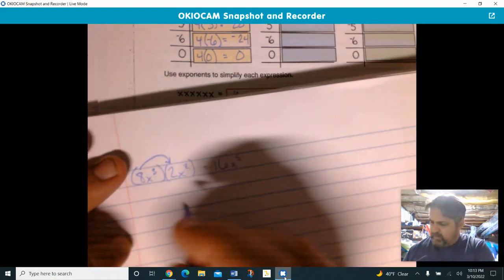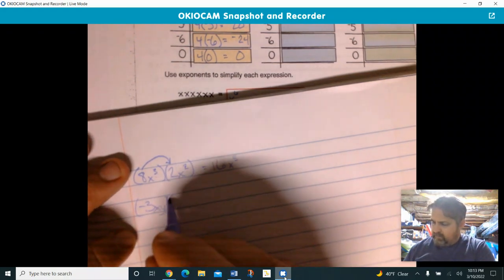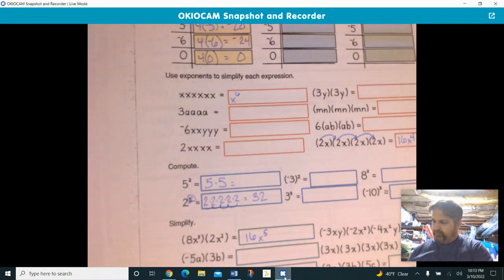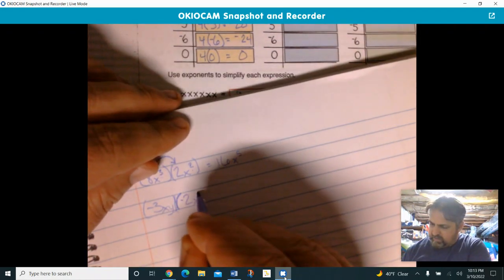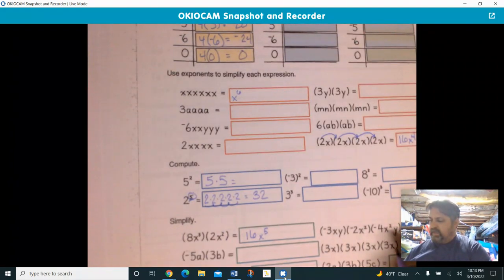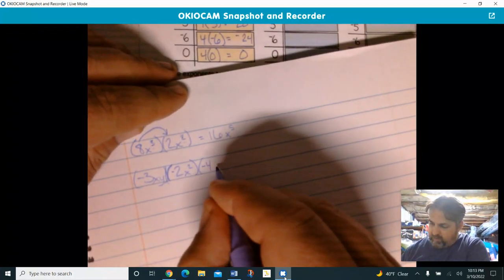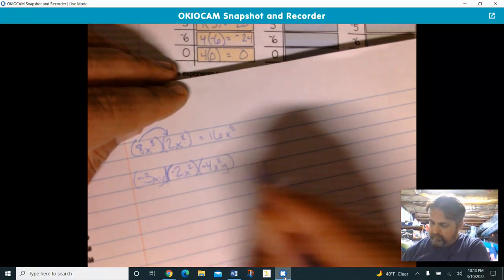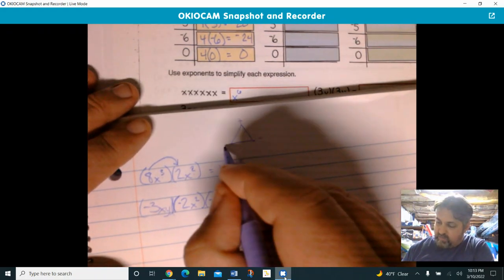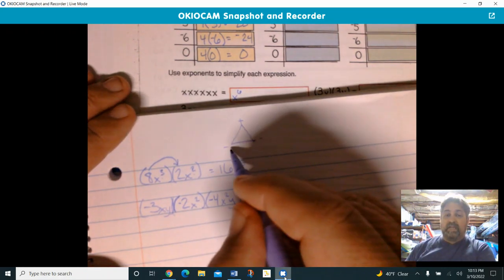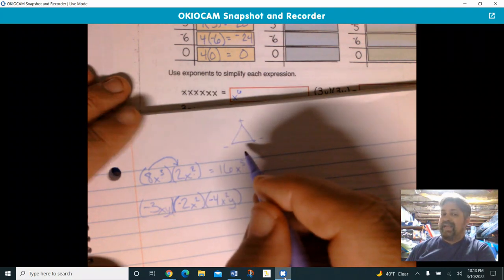Negative 3xy times negative 2x squared times negative 4x squared y. All right, once again up top, I'm going to put my little triangle. Plus, minus, minus. So I have a positive times a negative. It's a negative answer. A negative times a negative, it's a positive answer. That might come in handy here.